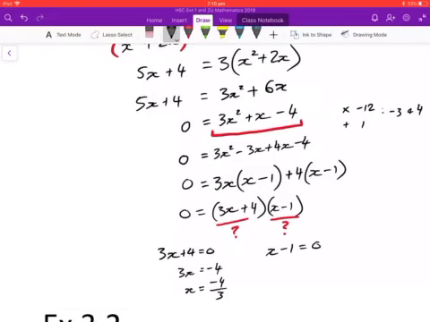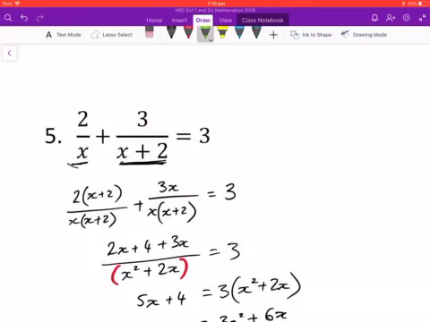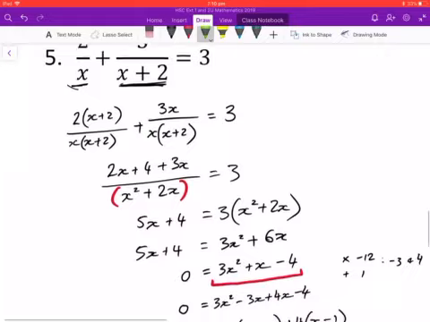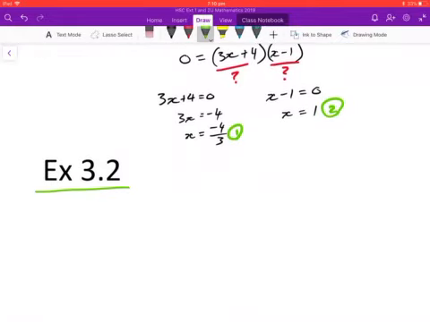The other one is x minus 1 is equal to 0, so x equals 1. That's my second result. So in this case, for my original question, there are actually two x values which satisfy this algebraic fraction equation. All right, exercise 3.2.